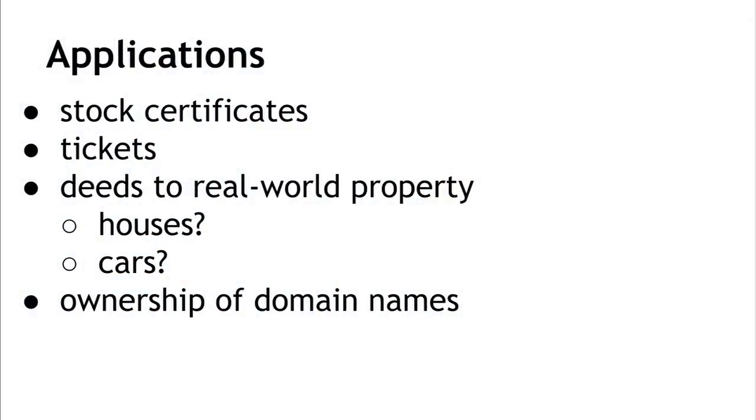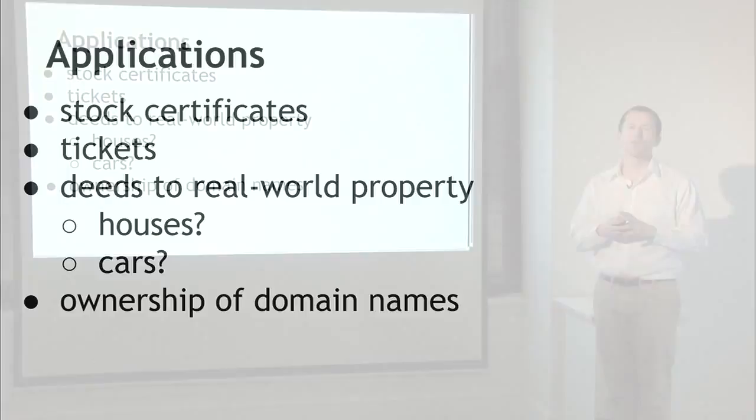But that's the dream of colored coins, is that any real-world property you can represent in the world of Bitcoin, and you can trade just like any other Bitcoin. And finally, one more interesting example, I think, is ownership of domain names. So maybe you could trade ownership of a domain name and the ability to run a server there on the Bitcoin blockchain just like anything else.